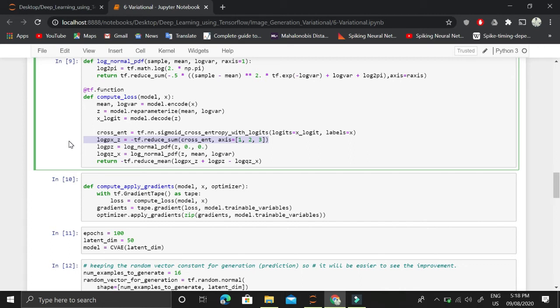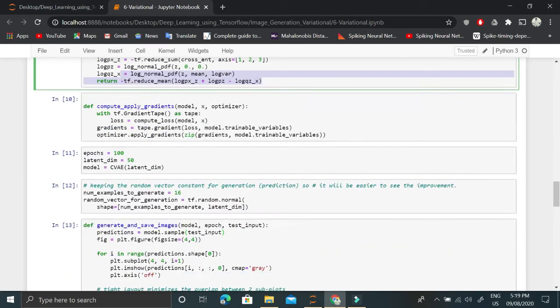So till now we have calculated this cross entropy loss, and then this is the C part where we are calculating this log normal probability distribution function having zero mean and variance. What we will be doing is adding these first two parts, this log p(x|z) and log of p(z), together, and then subtracting from this log q(z|x). This is the log normal probability distribution function.